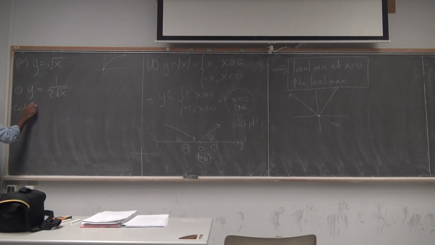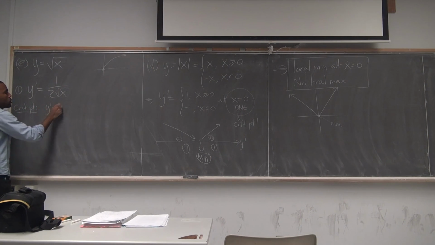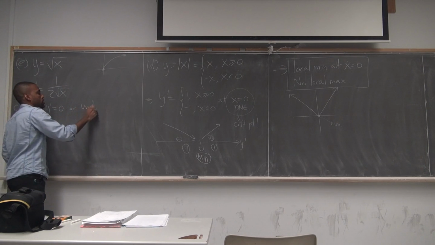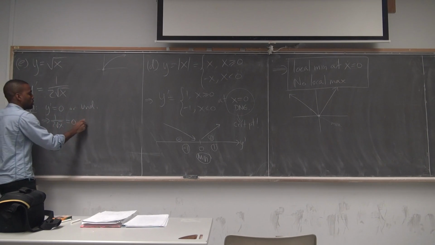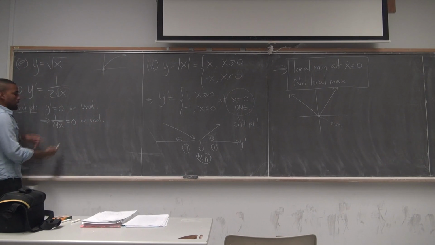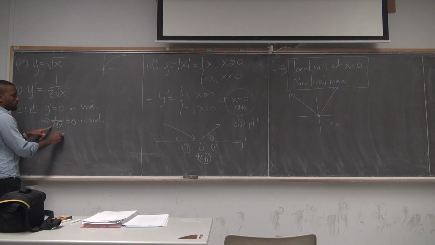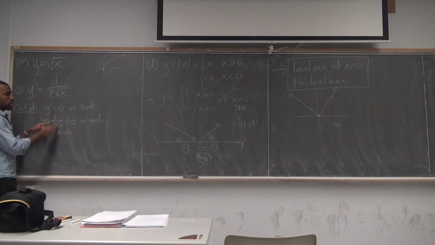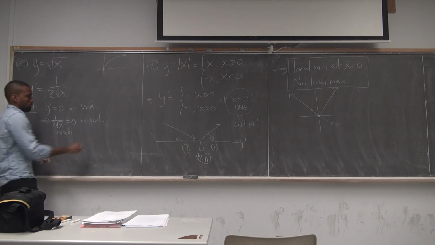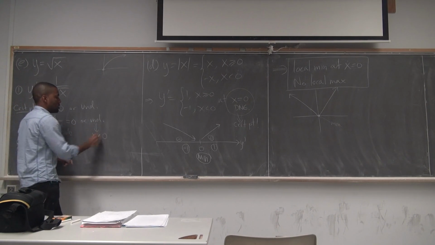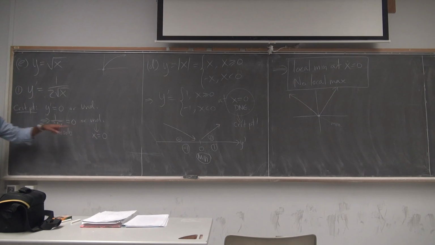And our critical points, I set y prime equals 0 or undefined. This means I need 1/2 radical x equals 0 or undefined. Now this is never 0, so it has no solution, right? If you have a fraction where the numerator is never 0, the fraction is never 0. However, it can be undefined if I plug in x equals 0. So x equals 0 is in the domain, but the derivative does not exist there. That makes that a critical point.